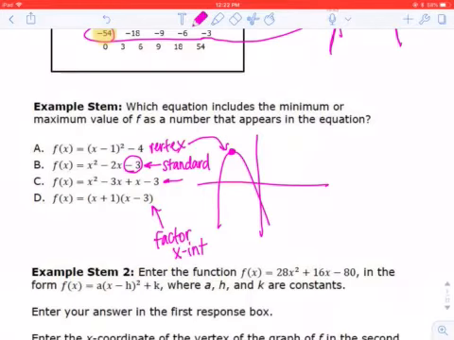So this one says which includes the minimum or maximum. I see on this graph that there is a maximum. And so my vertex form is the only one that tells me that information. So my correct answer is A.